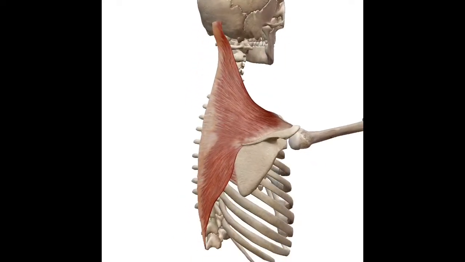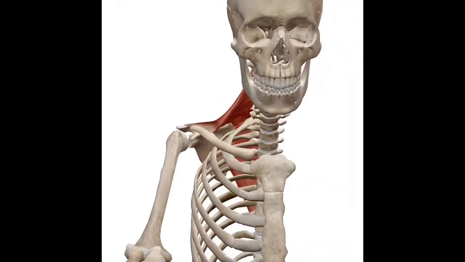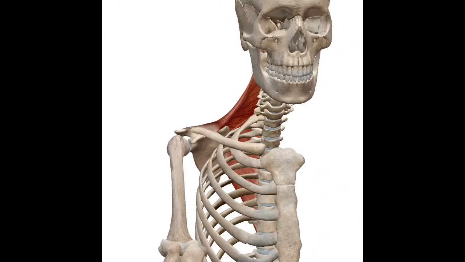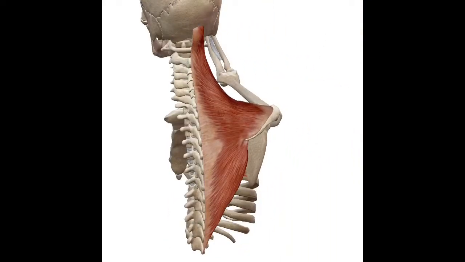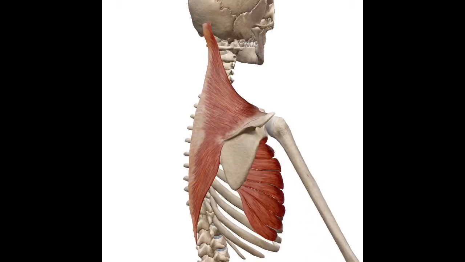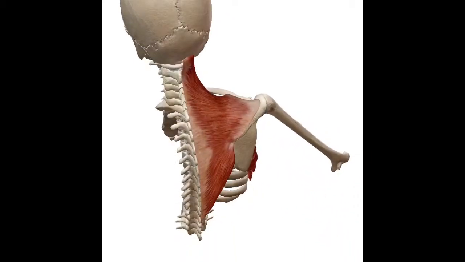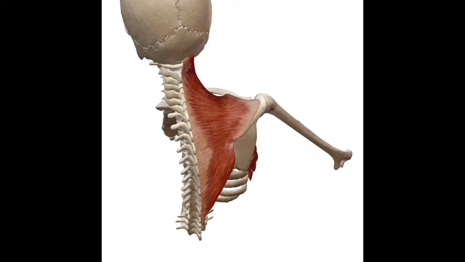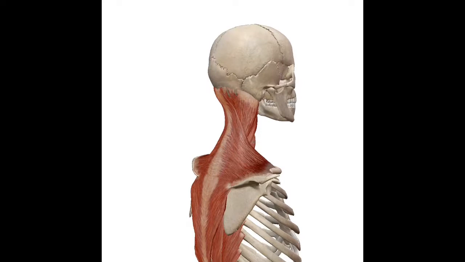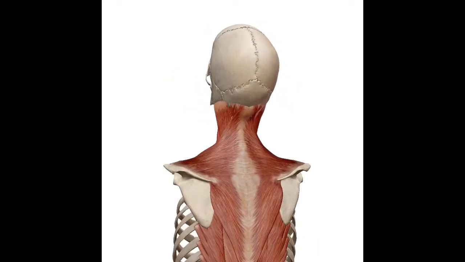Now you're going to see the mid trap primarily and the role that it plays in scapular retraction, or bringing the shoulder blade towards the spine. Now you'll notice here the mid and upper trap being major role players in shoulder abduction, or raising your shoulder out to the side, or your arm up out to the side. And finally, you'll see the role that it plays in neck extension, or being able to look up.